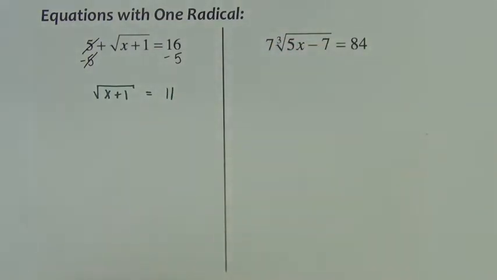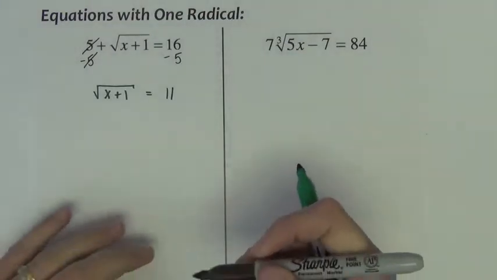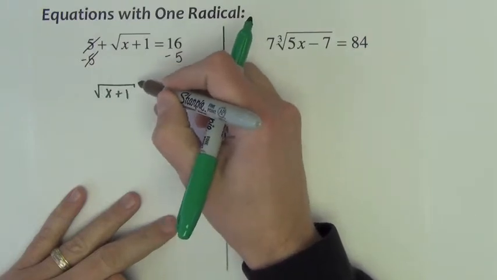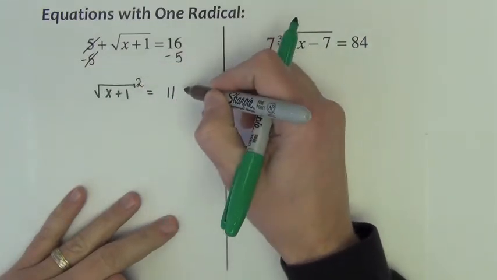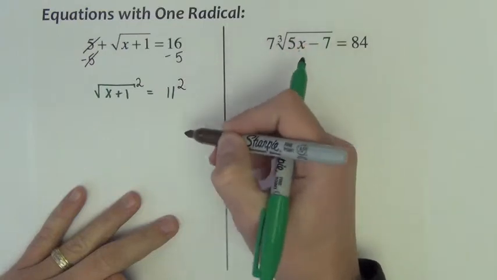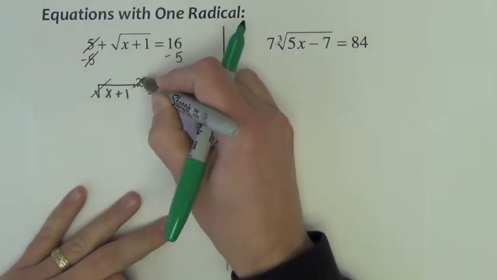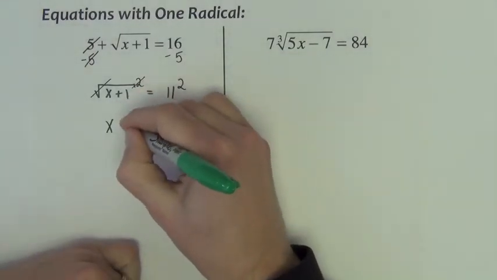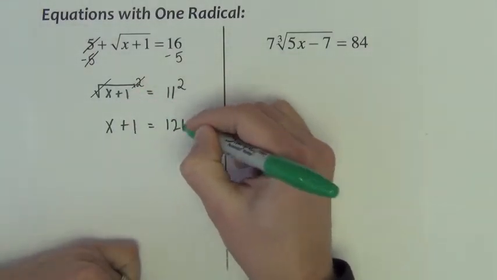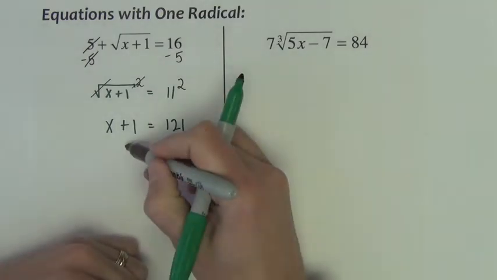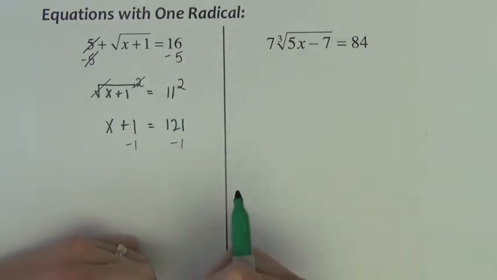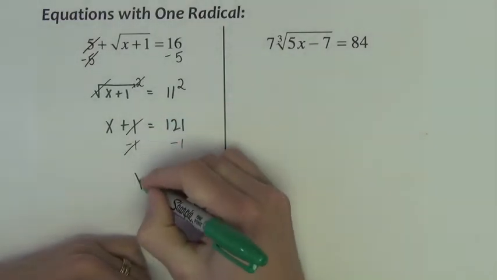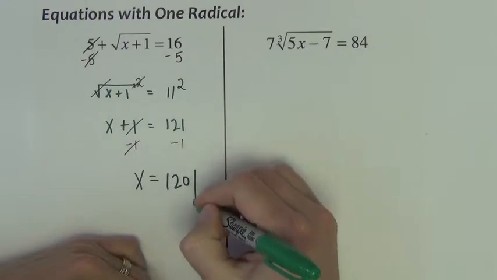Now comes the time when we need to get rid of the radical symbol, and we do the inverse operation. Since this is a square root, the inverse of a square root is a square, a second power. And whatever we do to one side, we do to the opposite side as well. So the square and the square root cancel, leaving us x plus 1 equals 121. We finish by solving for x, subtract the 1 from both sides, so that we get x equals 120.